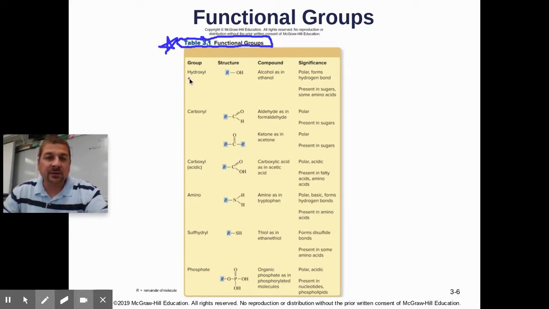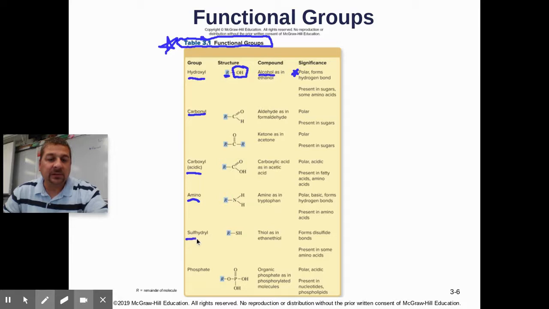The hydroxyl group, I want you to know the group and the structure. R stands for the remainder, that would be the carbon skeleton. So a hydroxyl group would be an OH group. And what that forms, those make alcohols. Okay, so an OH group would make an alcohol. And then its significance, it makes it polar. Then a carbonyl, carboxyl or carboxylic acid, an amino, and that'll become important when we talk about proteins.